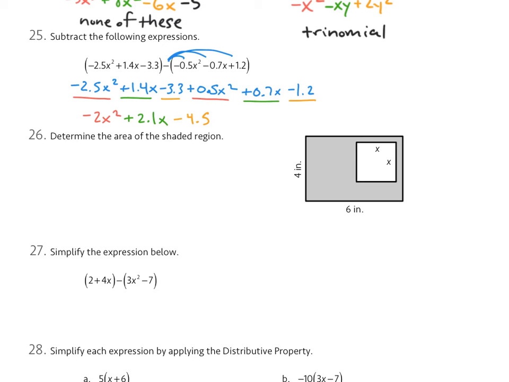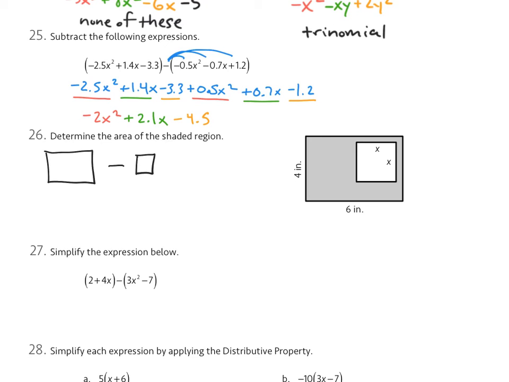26. Determine the area of the shaded region. There is a rectangle and then another shape inside it. X and X mean these are the same, so this is a square. You have a square inside a rectangle. The shaded region is what you get when you take the rectangle and you remove this square or subtract the square. So we are going to take a rectangle's area and subtract the area of a square.